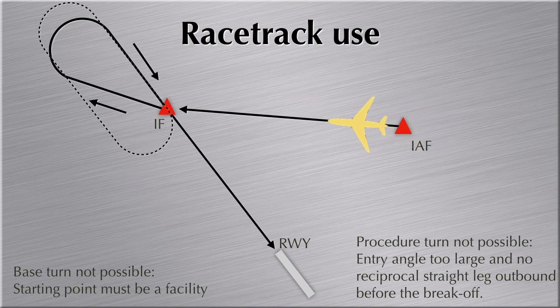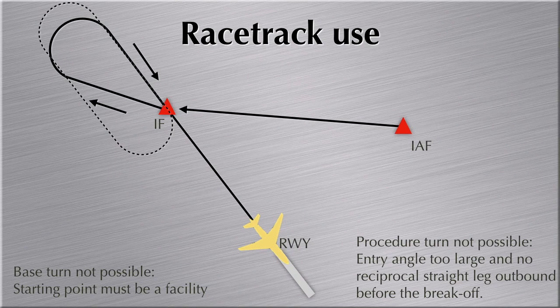A racetrack is one of the known reversal procedures, and it's used when a direct turn to the next procedure axis is impossible because the angle is too large. In such a case, you could obviously select either of the three reversal procedures: base turn, procedure turn, or racetrack, but in certain situations, only a racetrack is going to work. Such a situation you have on the screen now.